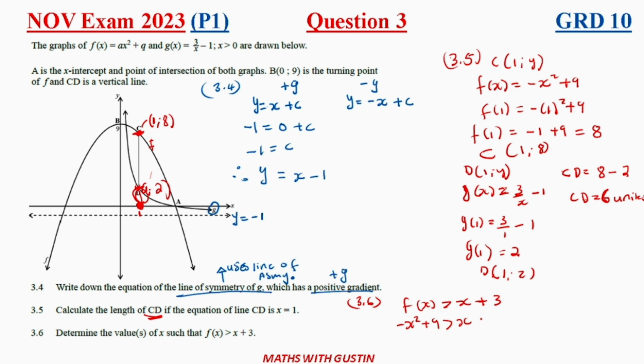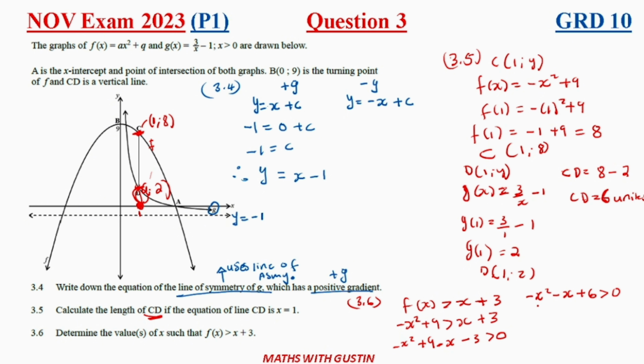So you are going to put it here and simplify, because they are asking you to determine the values of x such that f of x is greater than x plus 3. So you're going to take everything to one side. We're going to have negative x squared plus 9, and you take this one that side, negative x, and then negative 3 as well, greater than 0. Now we just have to simplify further. You're going to have negative x squared, negative x there, and 9 minus 3 is going to give us plus 6, is greater than 0.